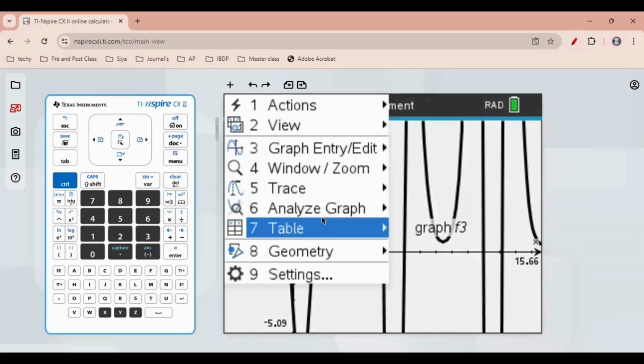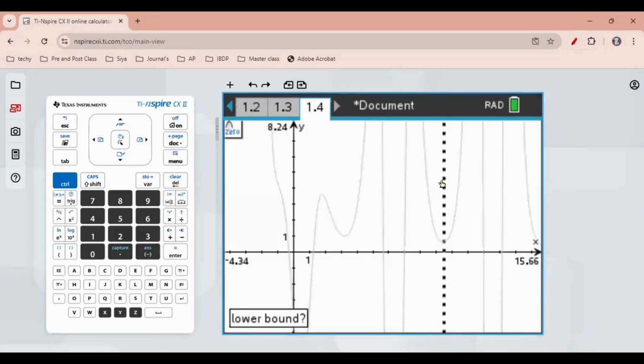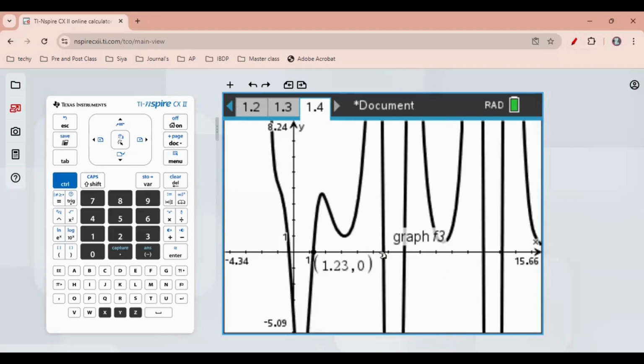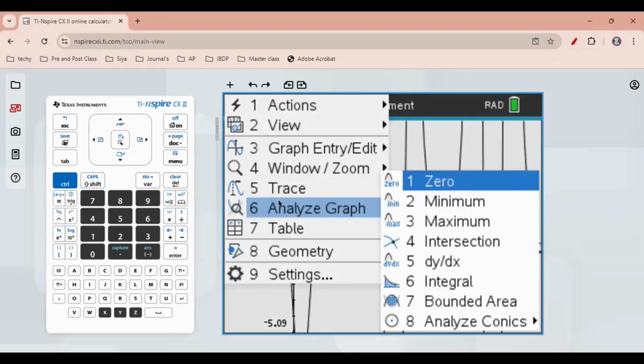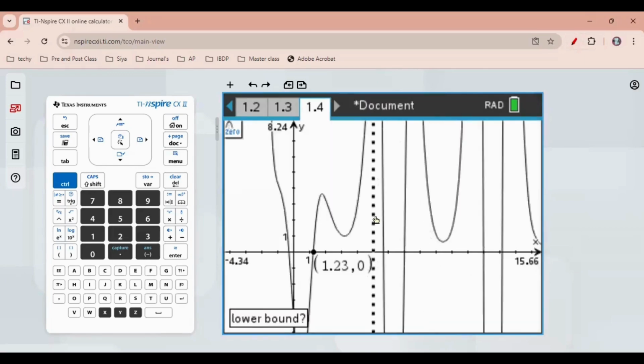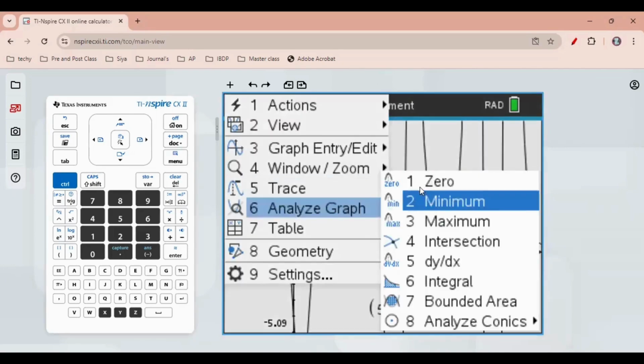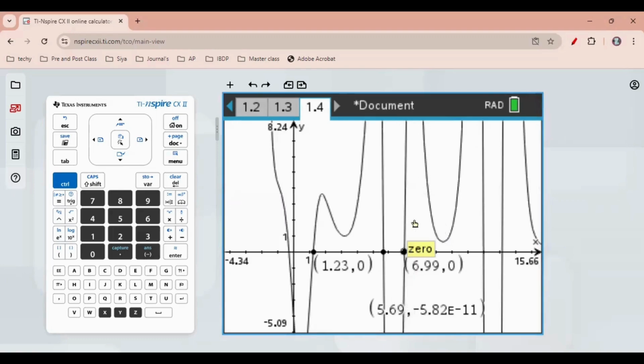Go to the menu, Analyze Graph. 0 is nothing but the x-intercept, right? So here to here, 1.23. And the next intercept I can see, go to Analyze Graph, 0, and click on your lower bound, that is left of whichever we are suspecting. Actually, it's quite clear. And 5.69, yeah, it's accepted. Next also I can see, but let's see. Menu, Analyze Graph, 0. Around this, it's 6.99. So this is not accepted, right? Why? Our domain is still 6.8 only, so we can ignore it.